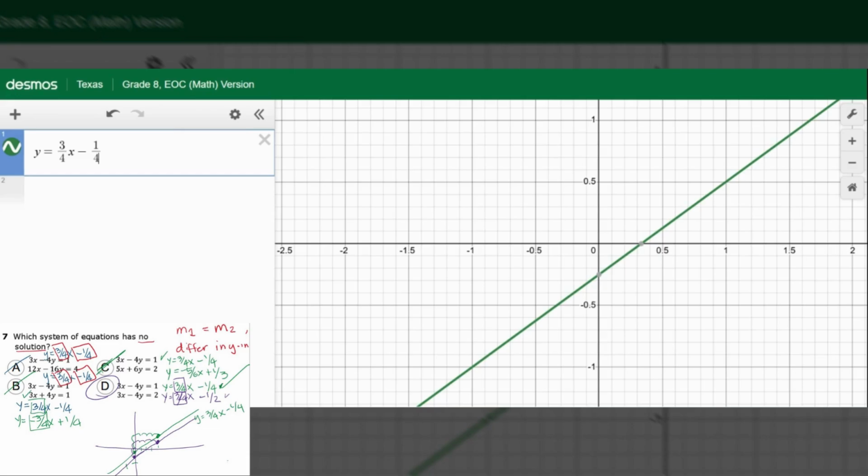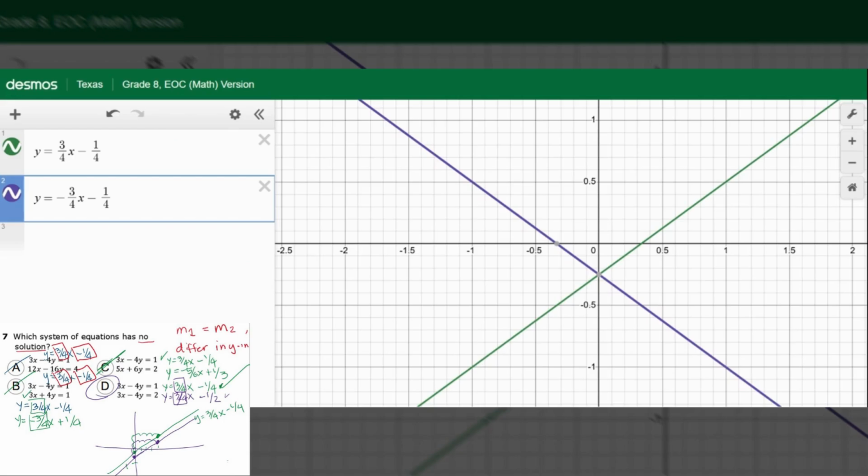The second graph, just copy this. Copy and paste it here. 3 over 4. If you notice, the green and the purple or the blue are on the same line. So this is not the answer, because the question is which system of equations has no solution? That's an absolute. They don't intersect. Well, this one is an infinite solution, so that's not the answer. Let's start with letter B. Letter B, it's 3/4 x minus 1/4, and they said that this is a negative, and this is plus 4.